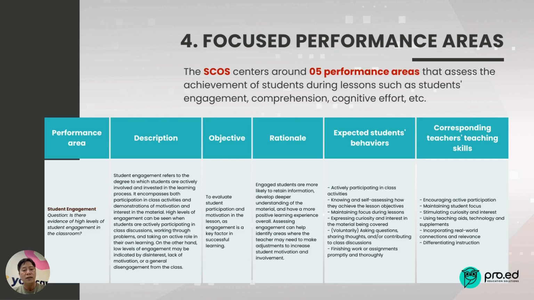And also later, the teachers will know which teaching skill they need to improve on if they want to have better outcomes, better results for this performance area. For example, they need to encourage active participation, right? Or they need to learn how to maintain student focus. So this is an example of the SCOS performance area, and there are 5 performance areas in the SCOS.